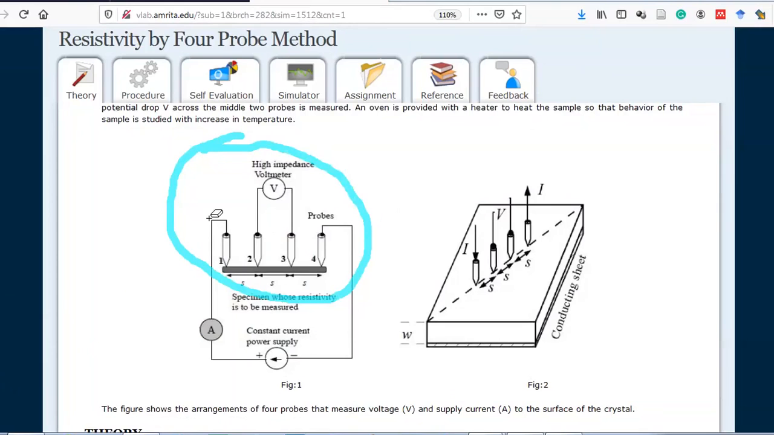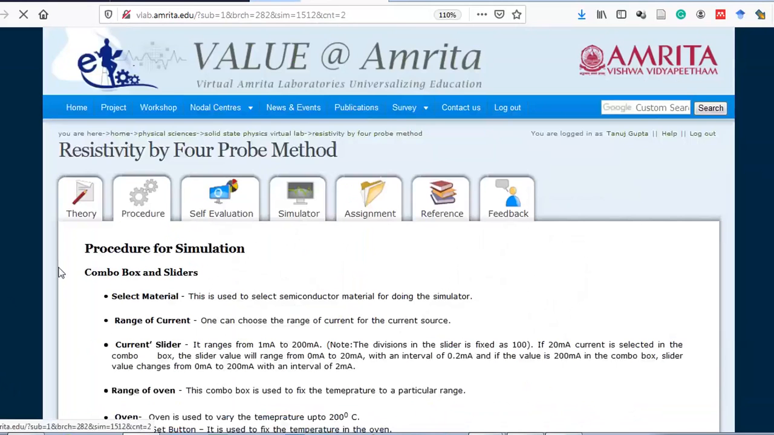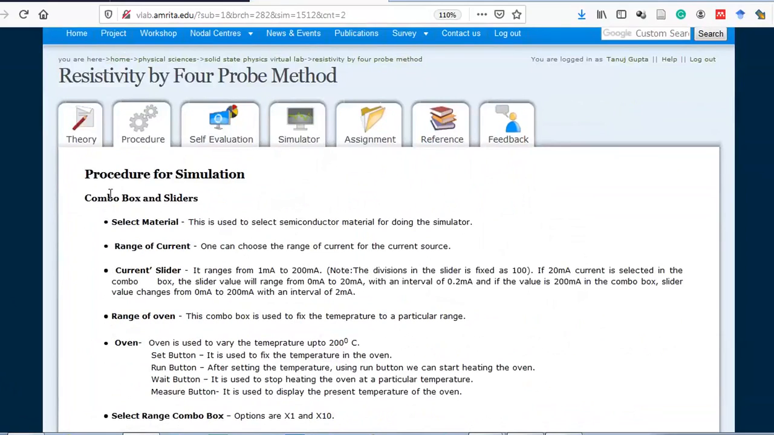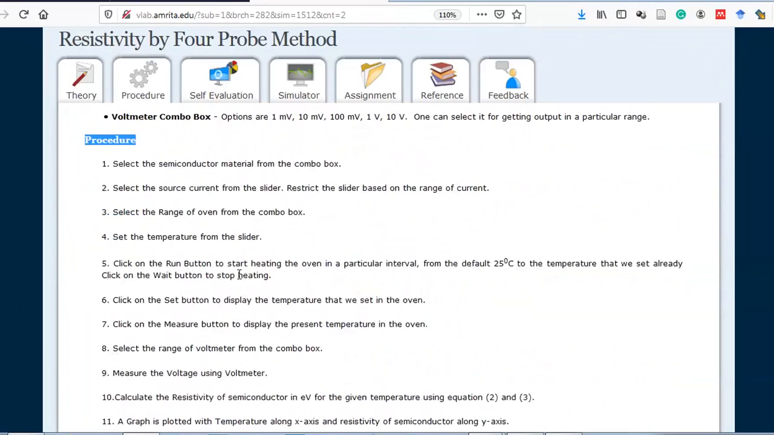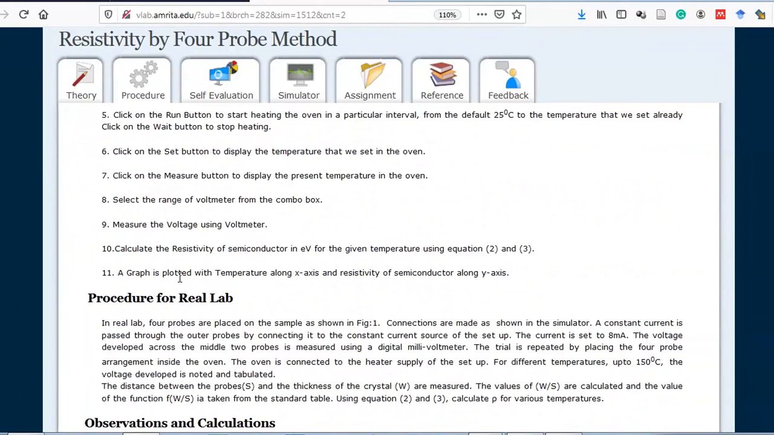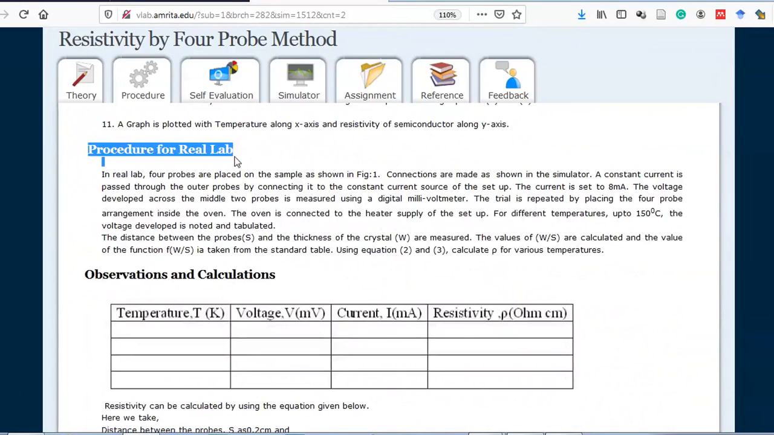Now coming to the procedure part. In the procedure you see all such details about the box, etc., they have given over here. You can also see, let me annotate: these boxes, range of current, select material. So carefully go through that. Otherwise I will also discuss it during the simulator, but it's a good idea if you go through all such things carefully. And then if you come down, here they have given the procedure, how to perform it. You just go through it carefully. There are maybe 10 to 11 steps, and they have given the procedure for the real lab also, so you can go through that for better clarity in the experiment.